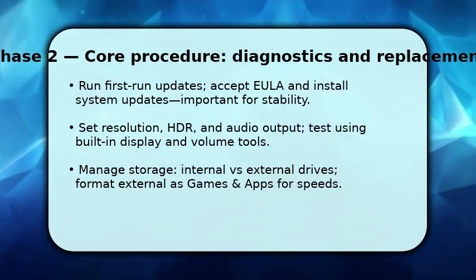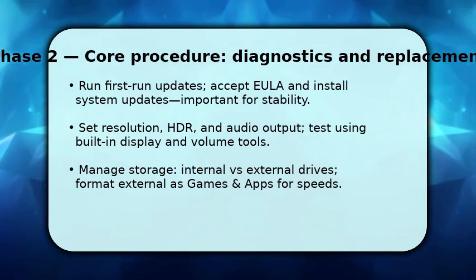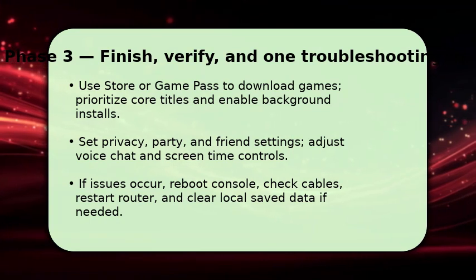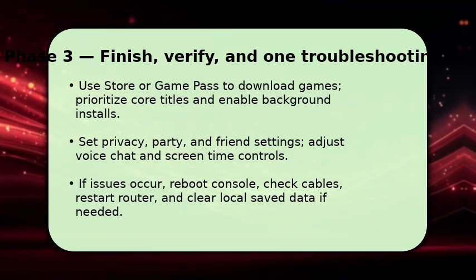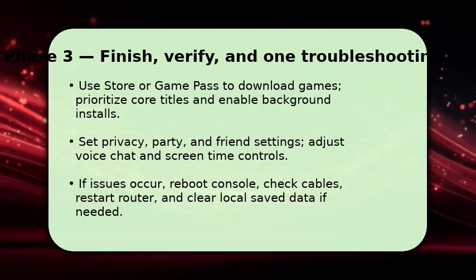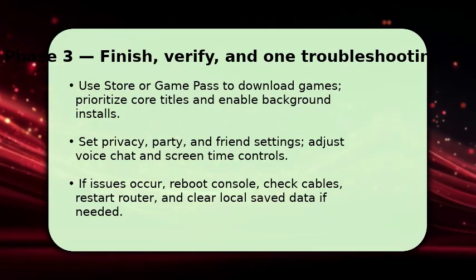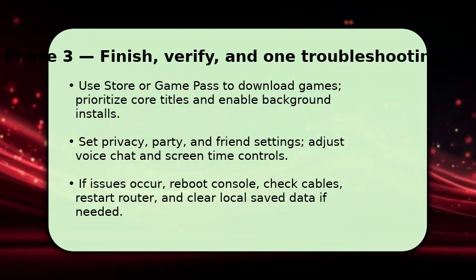Make sure to set auto updates for games so patches download overnight, saving playtime. You now install games from the store or via Game Pass, selecting downloads and enabling background installs so you can play sooner. Once installed, configure privacy and party settings to control voice chat and friend invites. This keeps sessions pleasant.